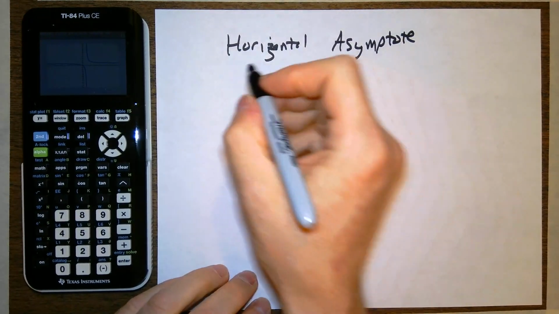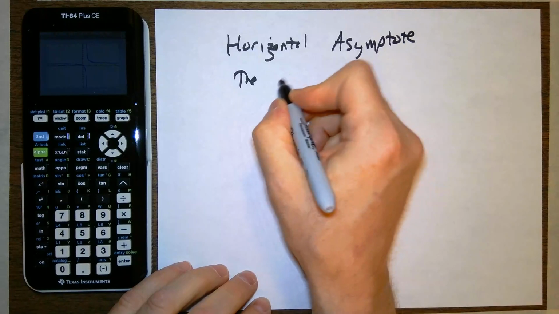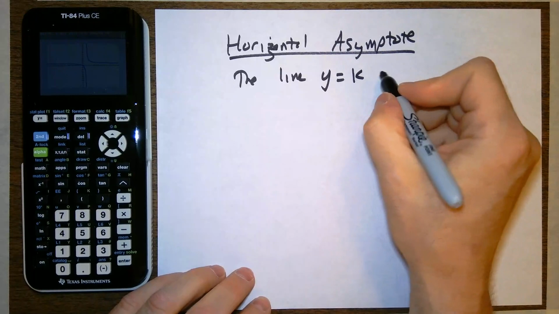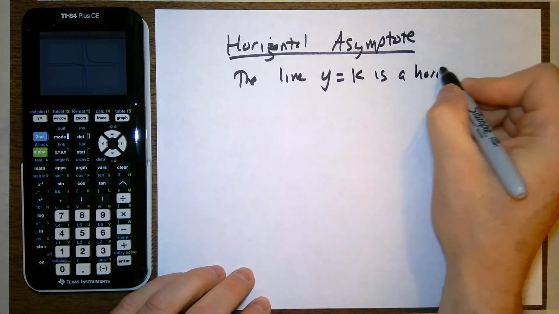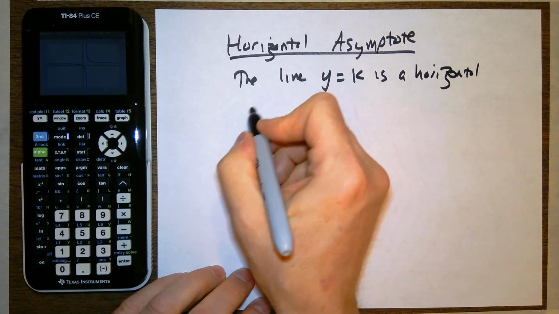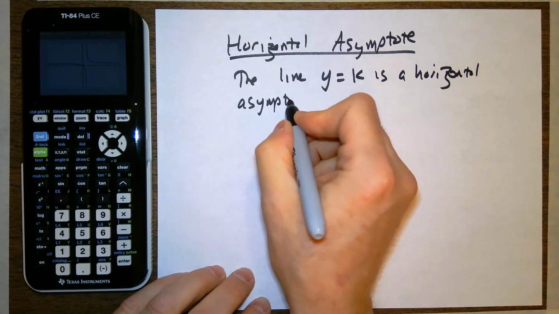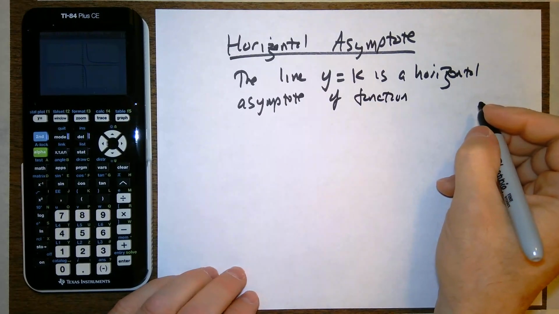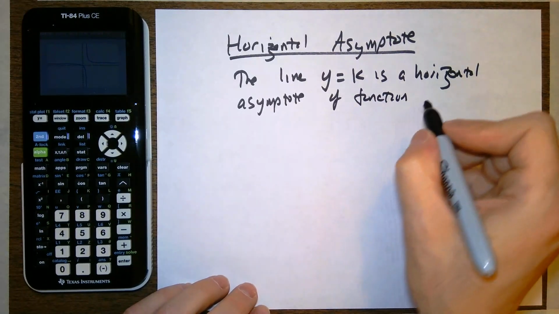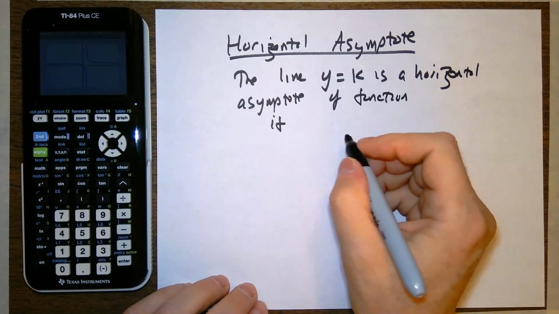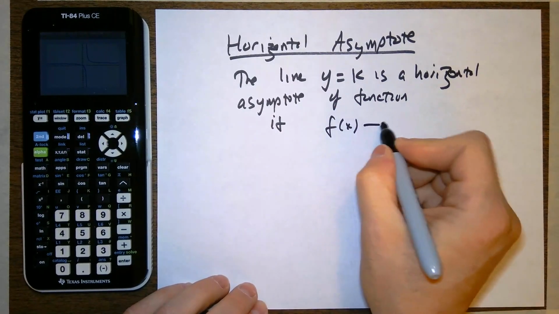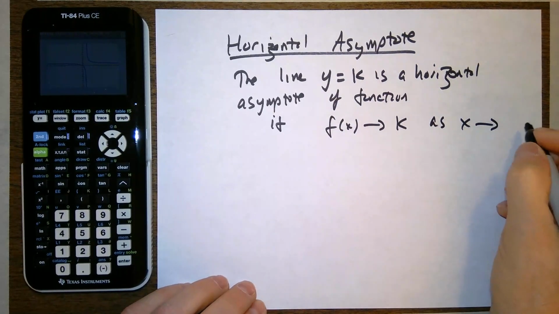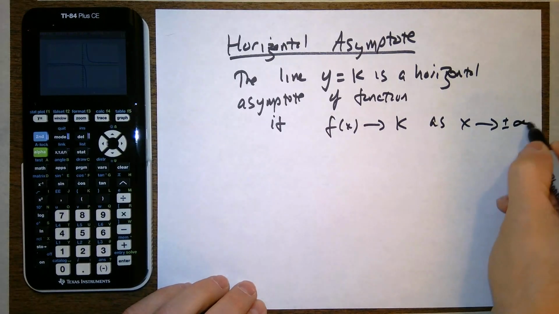A horizontal asymptote. It's going to be a horizontal line. So the line y equals k is a horizontal asymptote of the function if f of x approaches k as the x's get infinitely large or infinitely small.